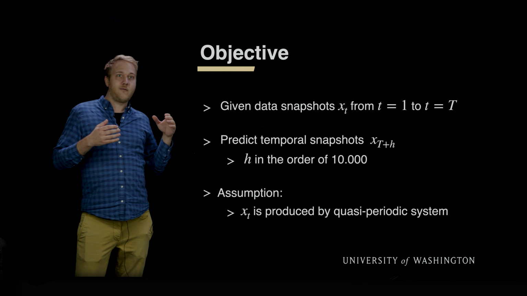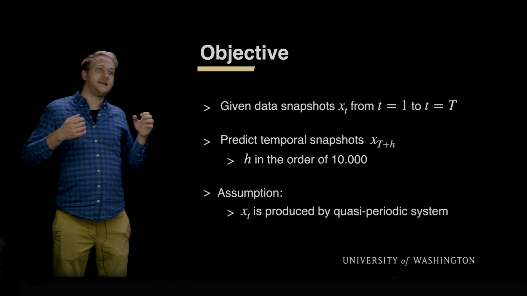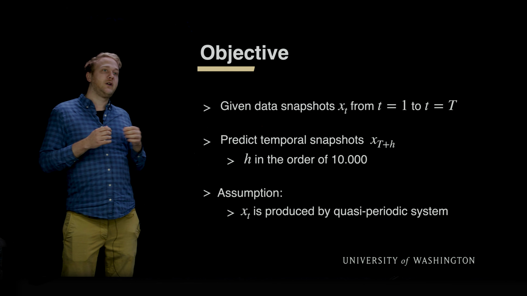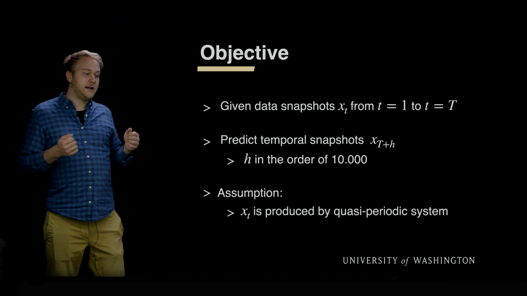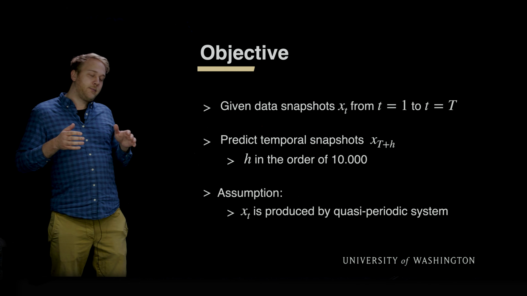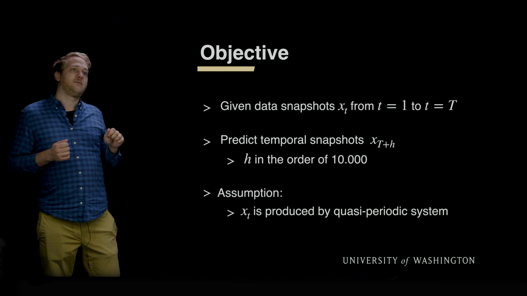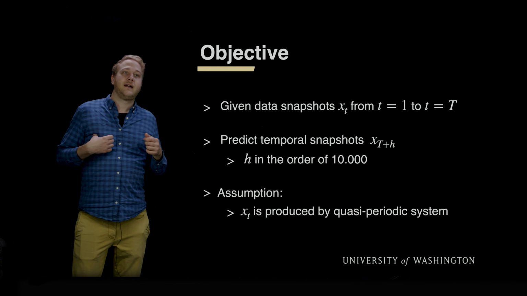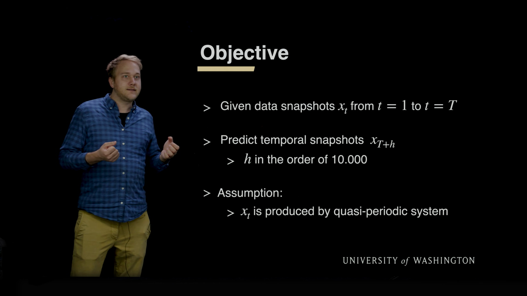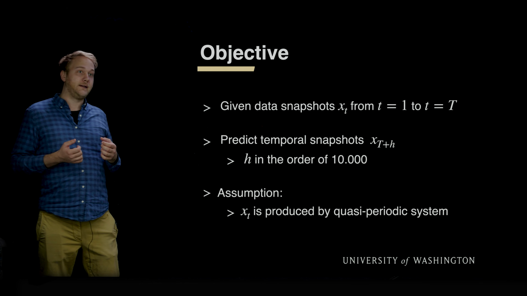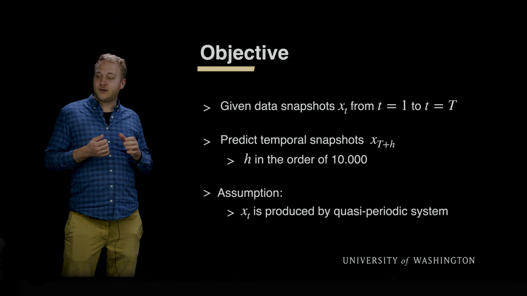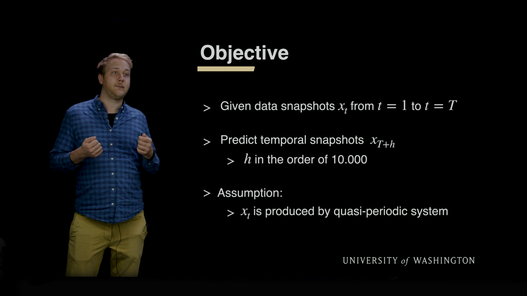The goal of these algorithms is to go very far into the future. So we want to go like 10,000 steps into the future, which is approximately 1 year at an hourly sample rate. And this obviously doesn't work without making any assumptions about the data. So we make the following assumption, namely that the temporal snapshots are produced by a quasi-periodic system.